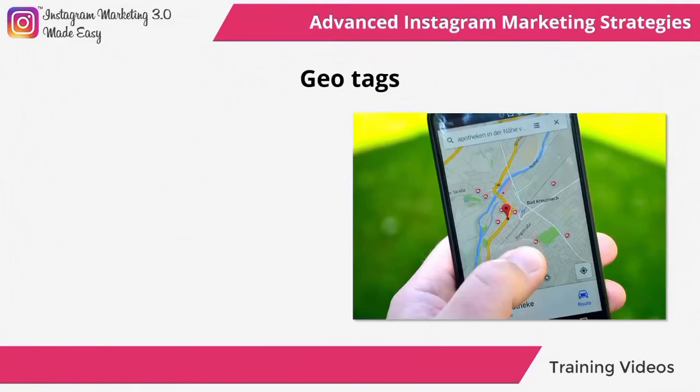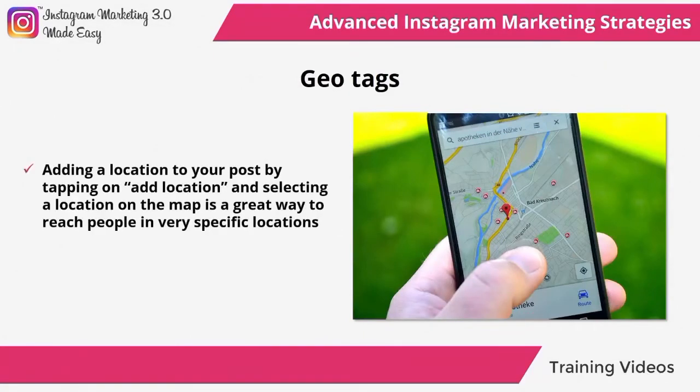Geotags. Adding a location to your post by tapping on Add Location and selecting a location on the map is a great way to reach people in very specific locations, as geotags will be shown on your post images and they will be shown to people in that location and to people near that location as Instagram recommendations if those users use the search feature to find content. Apply these microblogging strategies in your daily Instagram posts and see how your performance as well as your reach increases in record time.